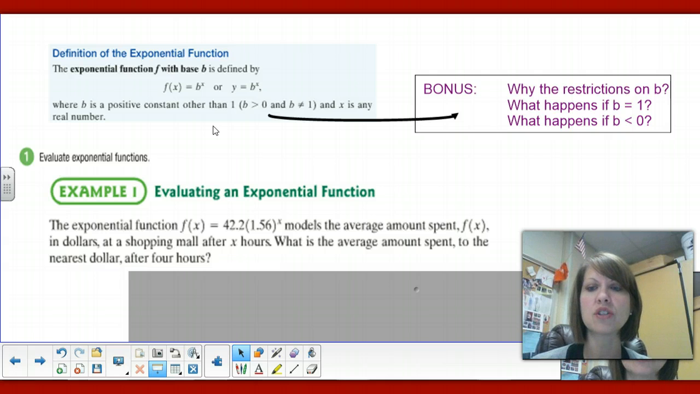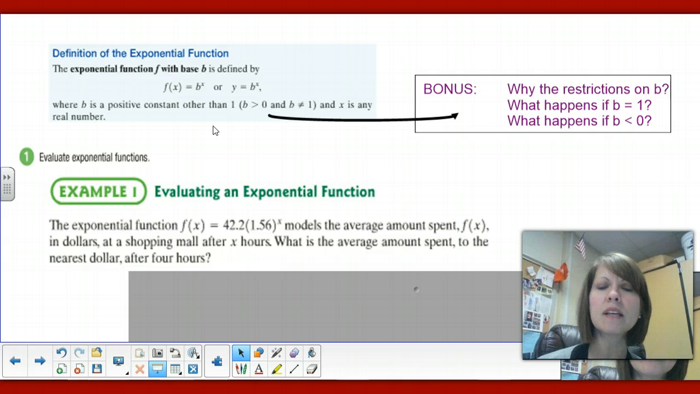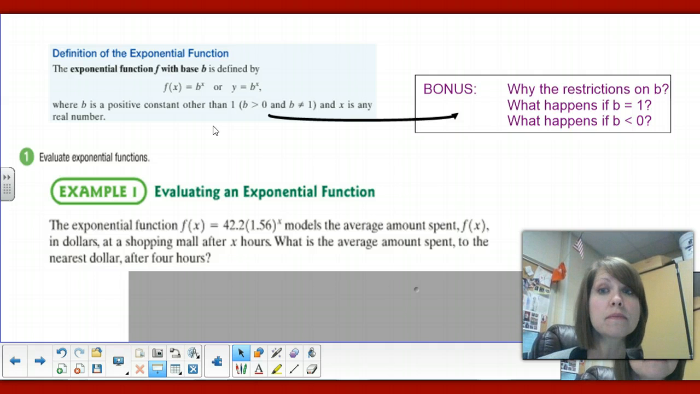That'll have implications for our domain a little bit later, but I want to offer you a bonus, those of you who are viewing this. Why do we have these restrictions on b? And more specifically, what happens to the curve if b is equal to 1? And what happens if b is less than 0? Answering those two questions will help you answer that bonus. Why the restrictions? There's going to be a Desmos link here in a little bit that might help you explore those kinds of questions.